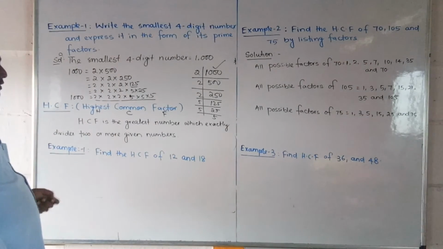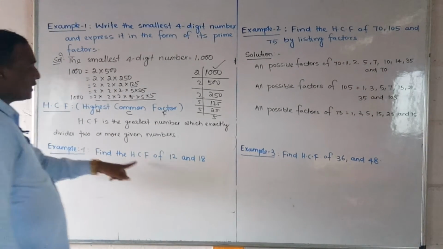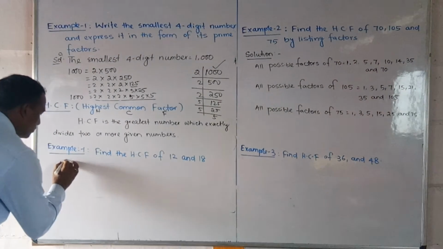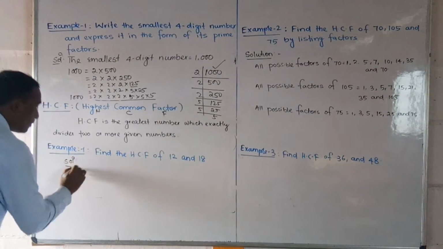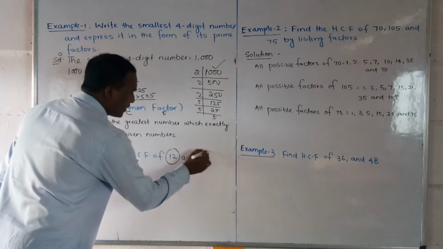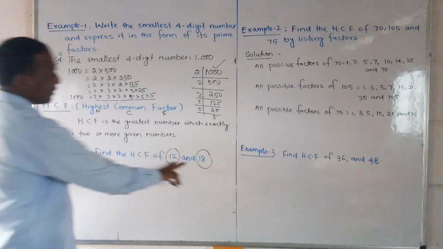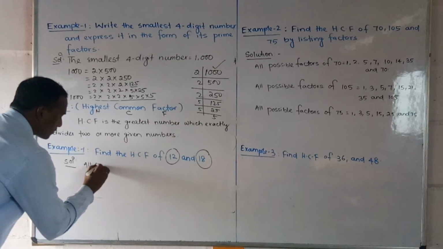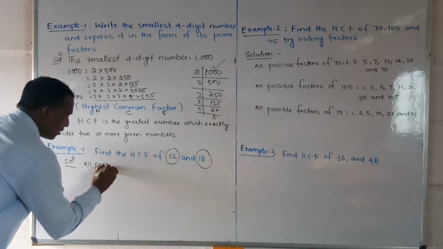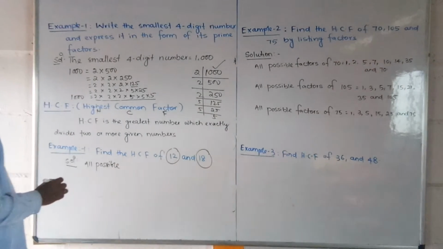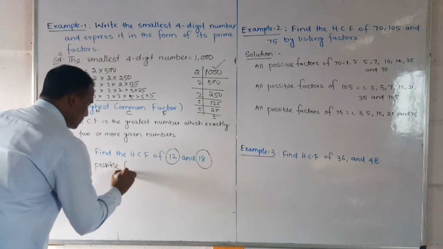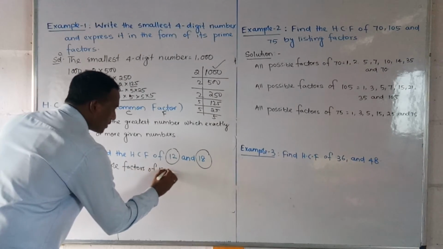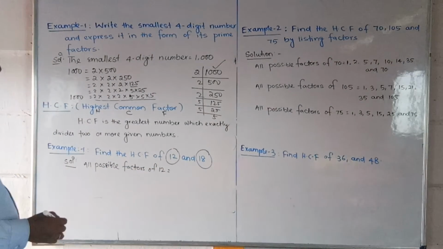देखो, we can take one example. Find the HCF of 12 and 18. ठीक है, so we can write the solution first of all. पहले ये 12 और 18 दो नंबर हैं, इन दो नंबर के सभी possible factors निकालो. Factors of 12 क्या क्या होंगे?